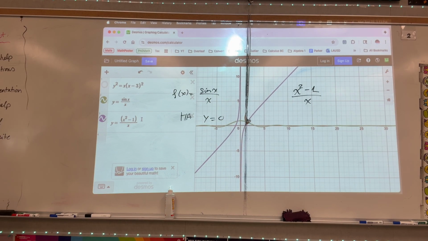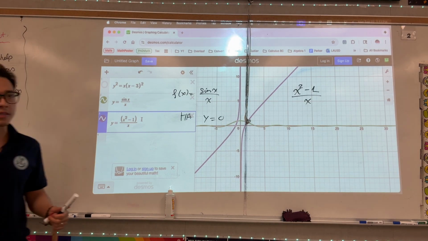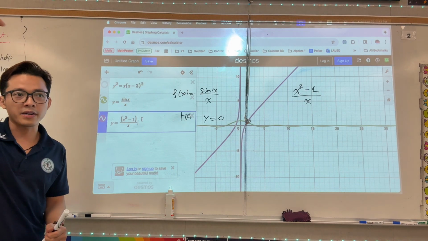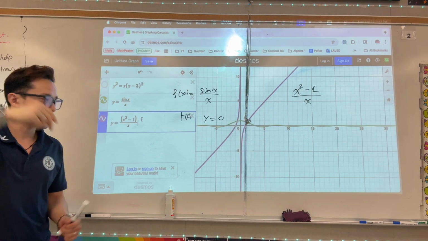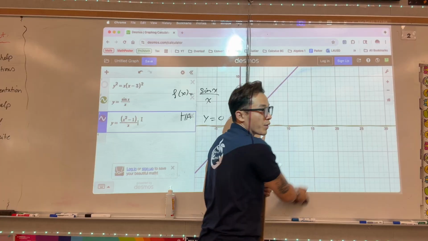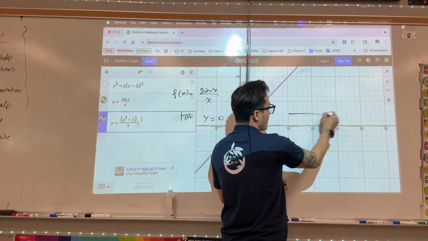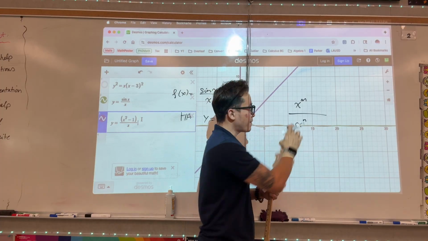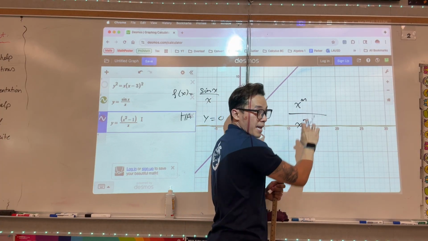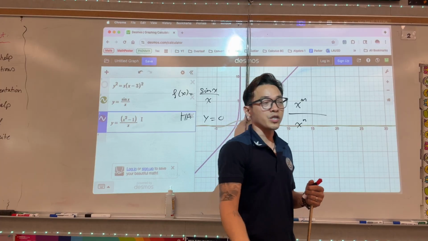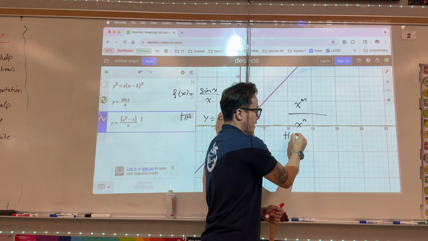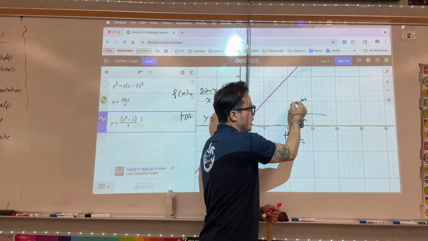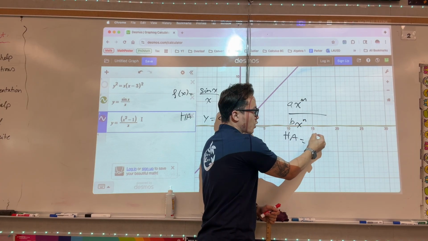Oh, the horizontal asymptote is when the bottom is 0, right? Remember the last one? If you have the top and you have the bottom, remember if the degrees are the same, then the horizontal asymptote is the coefficient of this. So it's going to be A over B.